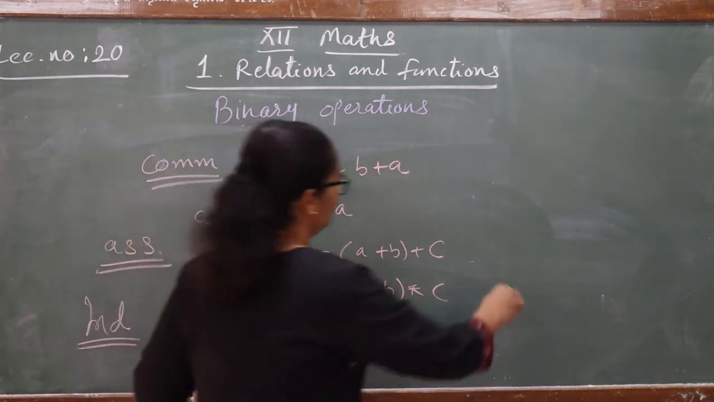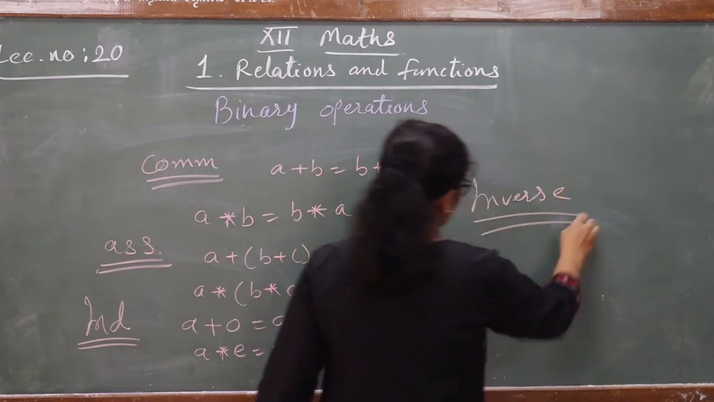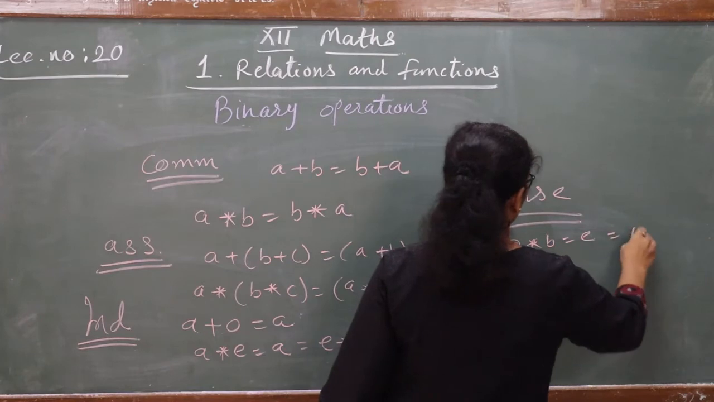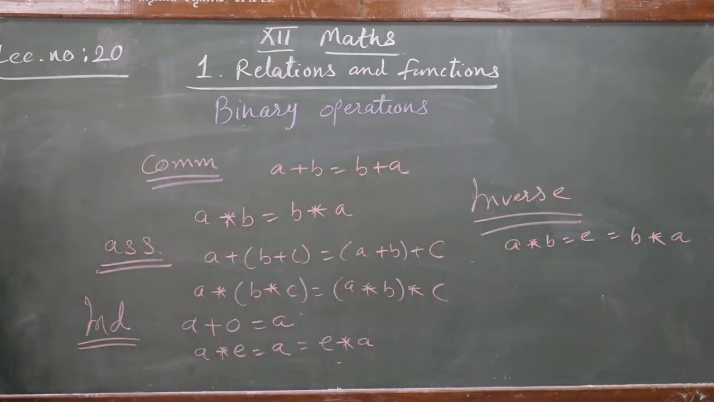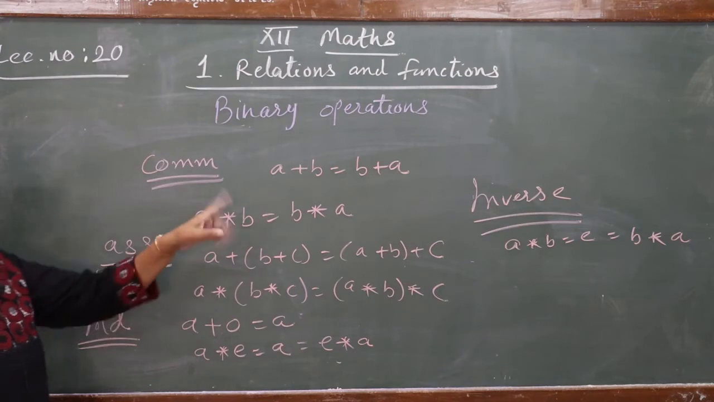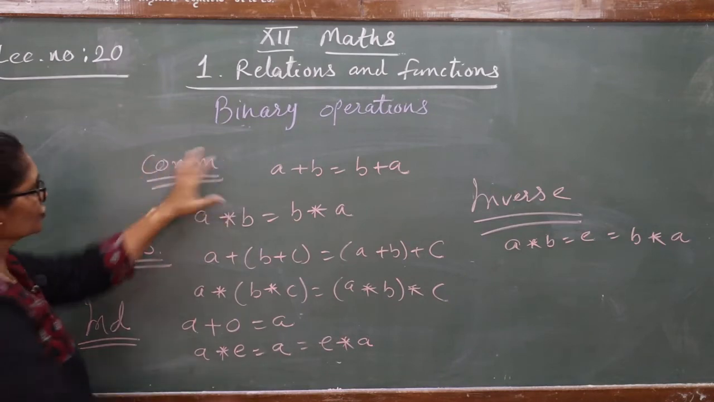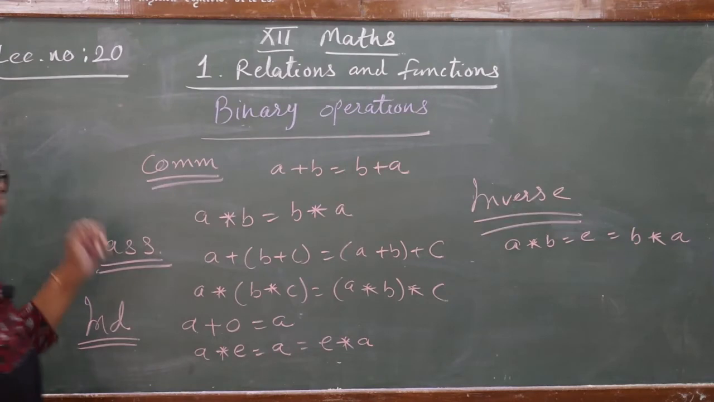And last is inverse. How can we find the inverse here? Suppose we are combining two terms and you get the identity, then you can say both are inverses of each other. So we have already discussed these four rules: commutative, associative, identity and inverse, in our addition and multiplication. Now all these rules we have to check for our binary operations also.